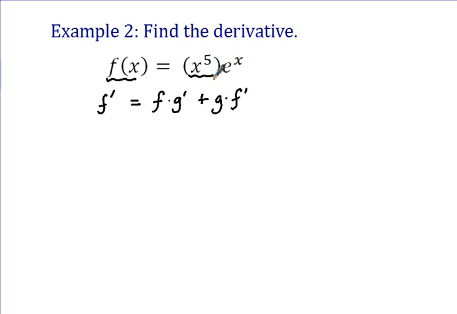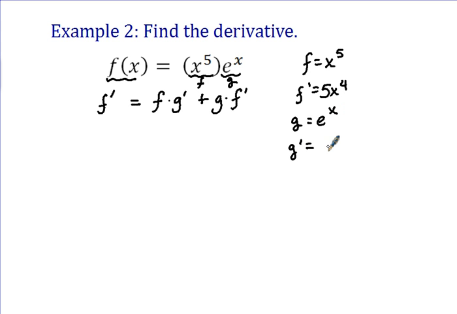This first function, x to the fifth, we're going to let that be our f function. So f is equal to x to the fifth, which means f prime would be 5x to the fourth. e to the x is our g function. So g equals e to the x, and g prime is also e to the x.